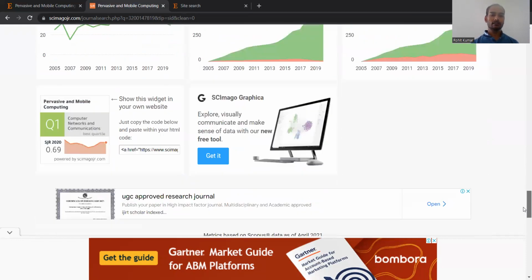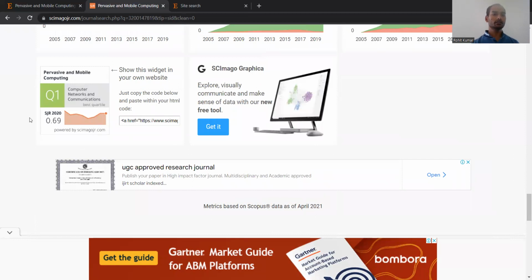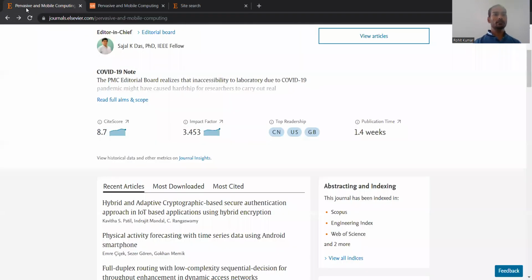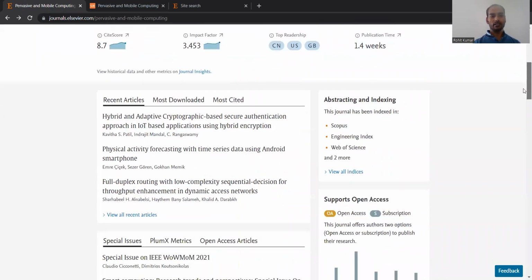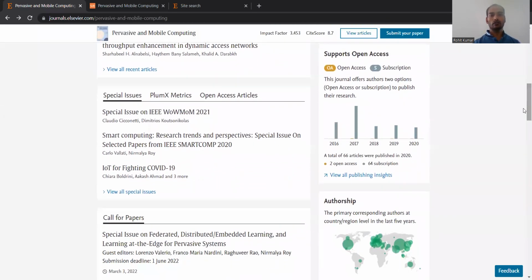Okay, coming down, overall this widget shows that Pervasive and Mobile Computing is a Q1 journal in the field of computer networks and communications, and this is the best quartile. Okay, so I think that's all with respect to Pervasive and Mobile Computing from SCImago. And coming down, we are going to see what the open access percentage is. So here you can see a very small percentage in comparison to the subscription-based articles. Most of the authors go for subscription-based only due to financial constraints. And here in 2020, only 66 articles were published and 2 were open access.